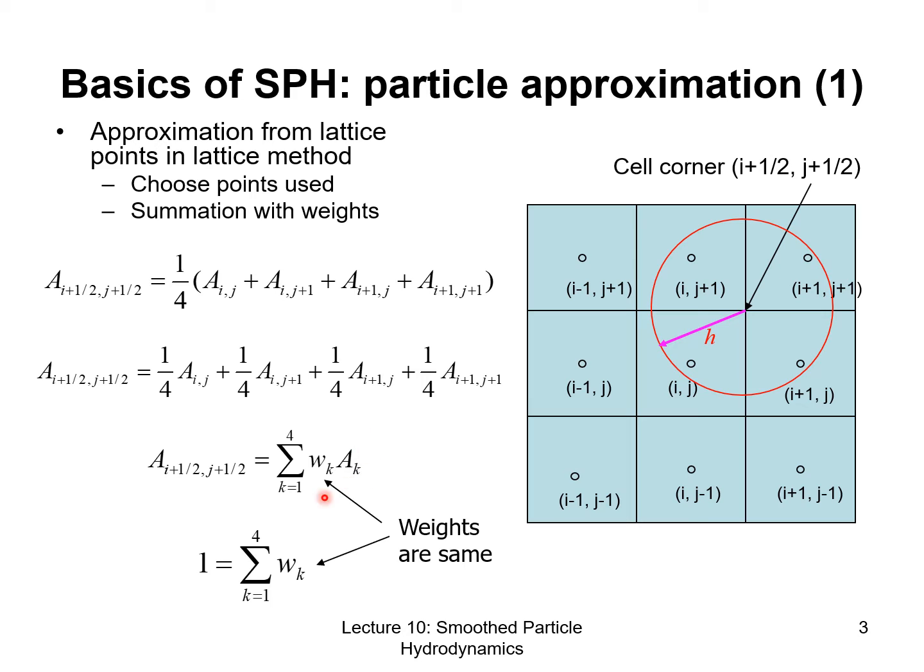This summation form gives you each value, which we can call a candidate value for approximation, and each value gets its weight. We can see clearly that all the weights added together equal 1. This leads to the so-called consistency condition. That means if all 4 values are the same, the approximation will lead to the same value. Basically, in a mesh method, this is the way we use for approximation.